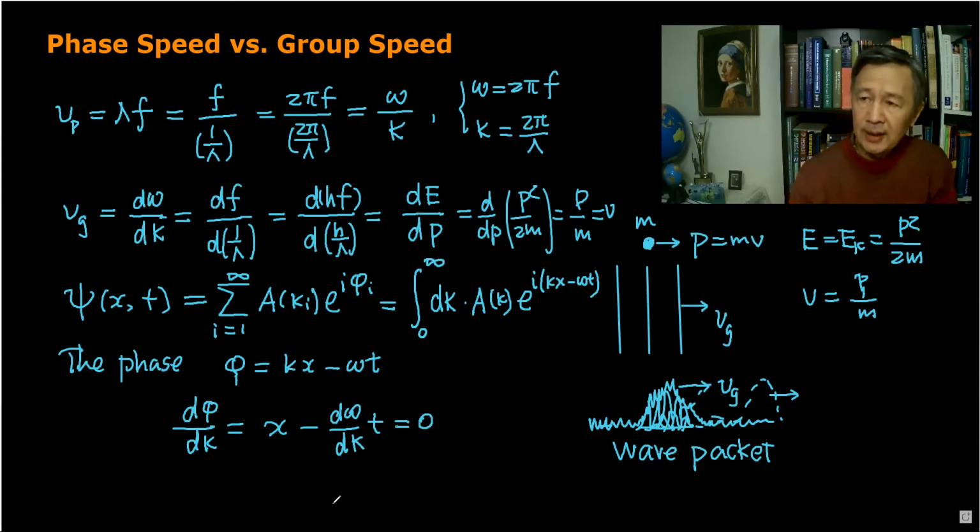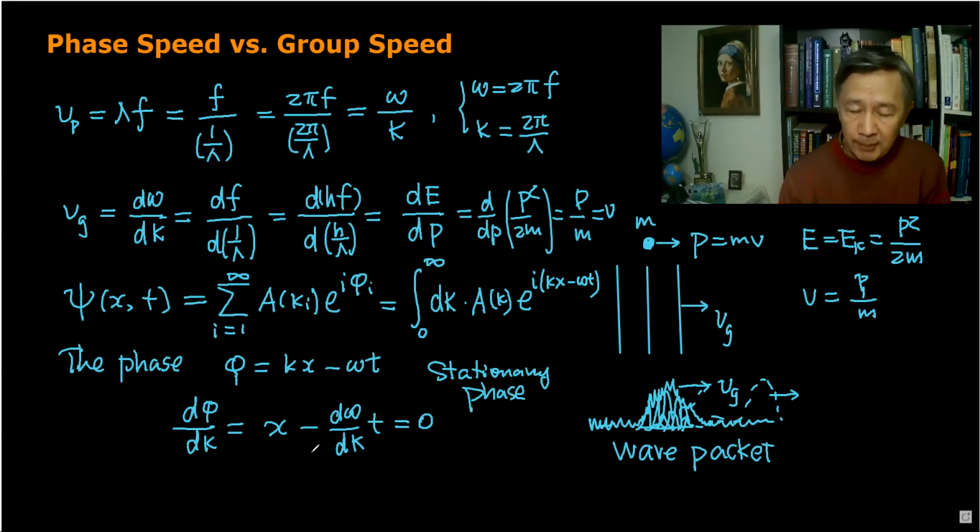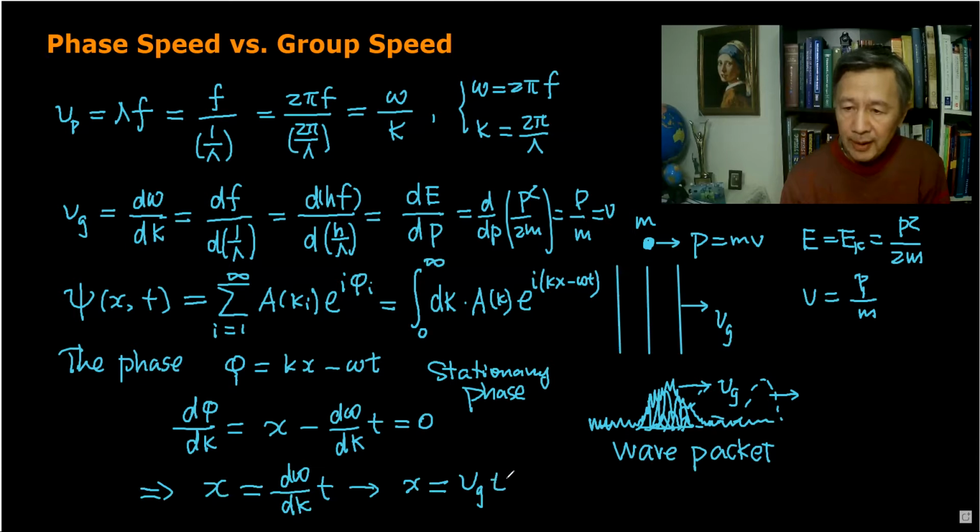So in this particular case, we are talking about the so-called stationary phase. Not every phase can have a well-defined group speed. Only when the phase becomes stationary can we define the speed, because based on this condition, the first derivative equal to 0, we obtain that x is proportional to the time at a certain velocity, d omega over dk, multiplied by t. That can be simply written as x equal to v_group, the group speed, multiplied by the time. In this way, the packet is indeed moving toward the right-hand side.